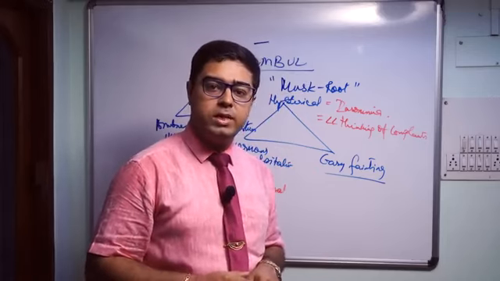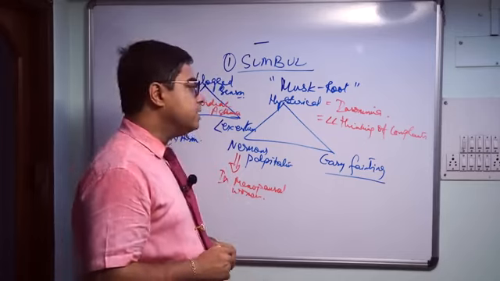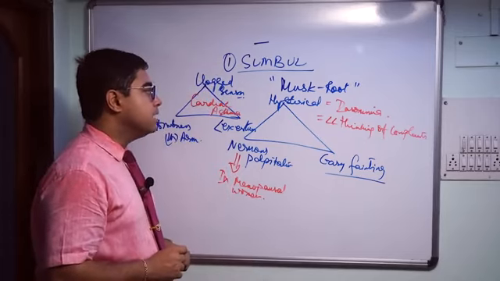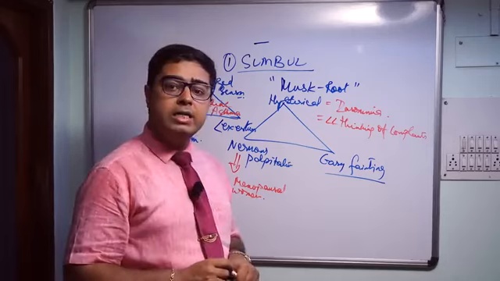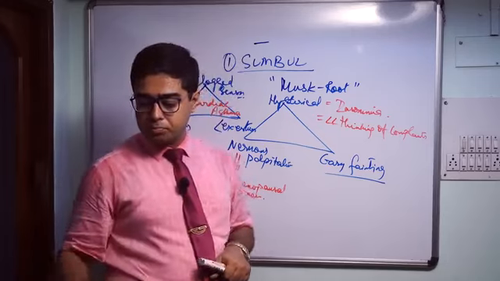So Sambul, preferably mostly in tincture, 10 drops twice a day, at least continued for 4 to 6 weeks to see its best results. And remember its correlation with Moschus.